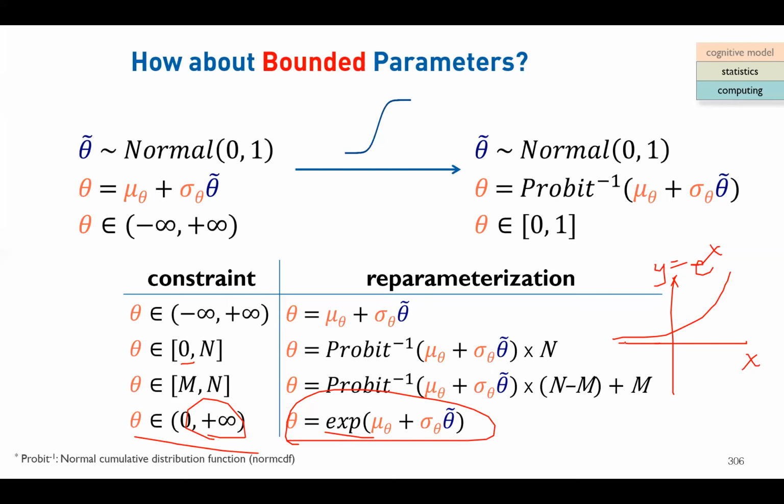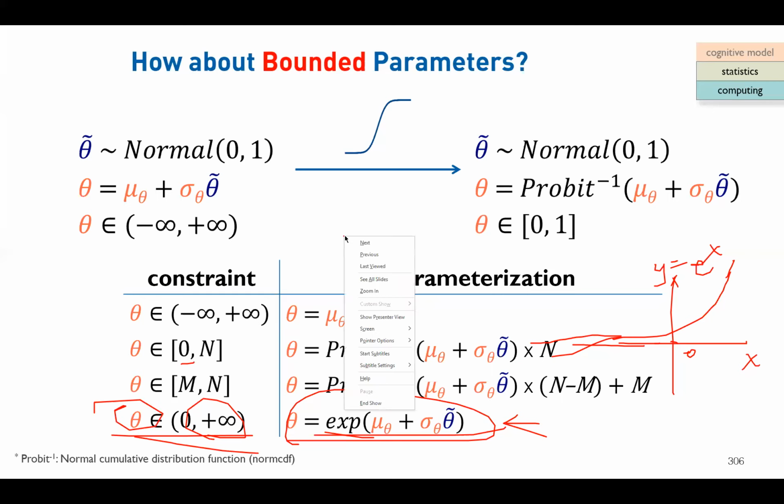So the curve is always above 0. This is 0. The curve never goes across this line. No, never. It approaches negative infinity, but this doesn't matter. All the values on the curve are positive. So here we are using an exponential function to reparameterize a positive parameter. Okay.